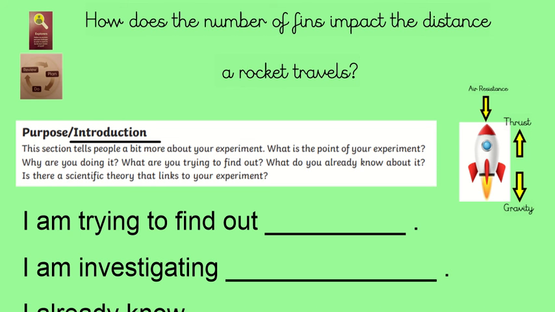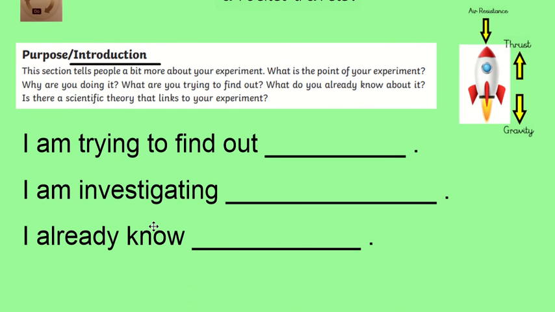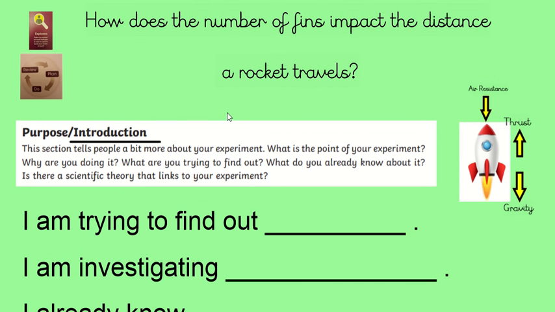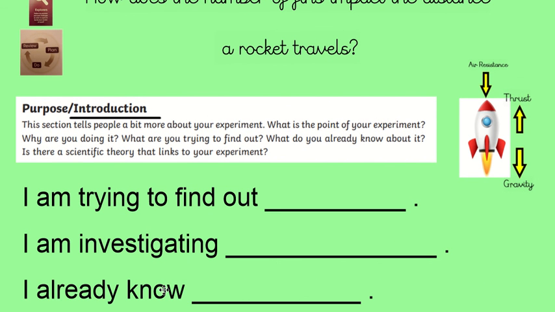Now, I've got some sentence starters here for you. So you could say, or you could write, I'm trying to find out how the number of fins on a rocket impacts the distance it travels. I am investigating how the number of fins impact the distance a rocket travels. I already know that air resistance can slow a rocket down. It is powered by thrust, so the thrust must be more powerful than the air resistance.